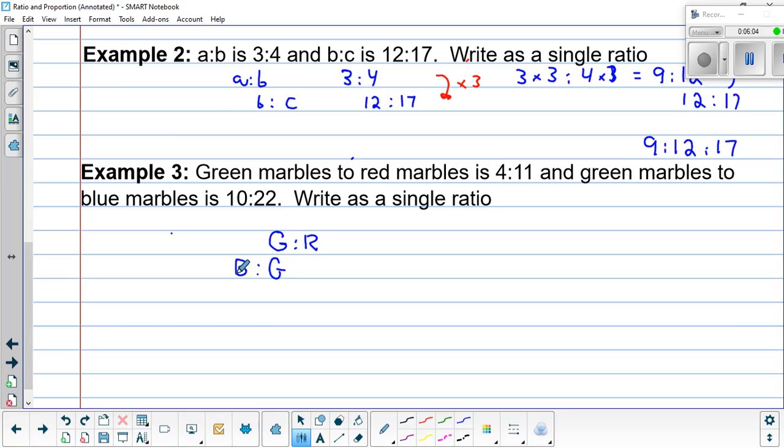So now how did those values go? I had 4 to 11. That one didn't change, but we swapped the order of the other one. Green to blue, we did blue to green. So keep in mind, I swapped them around. Green over here is 22, and over here it's 10.